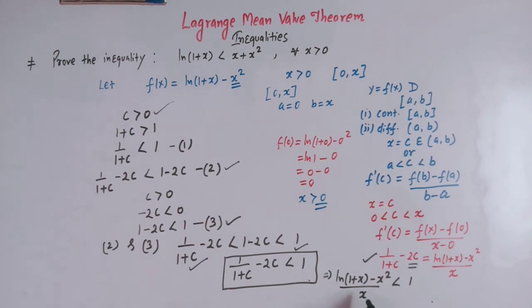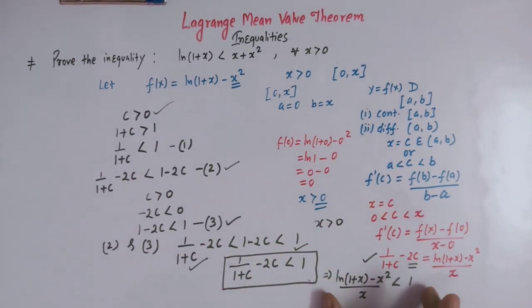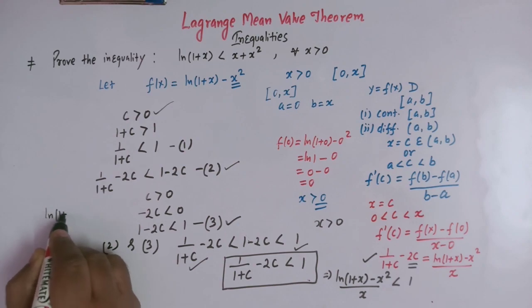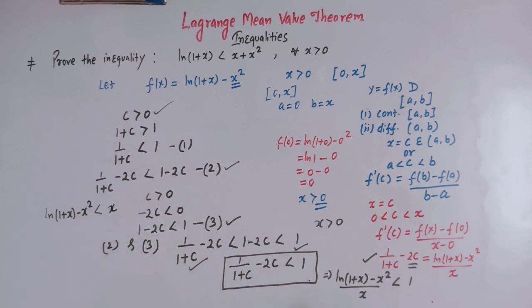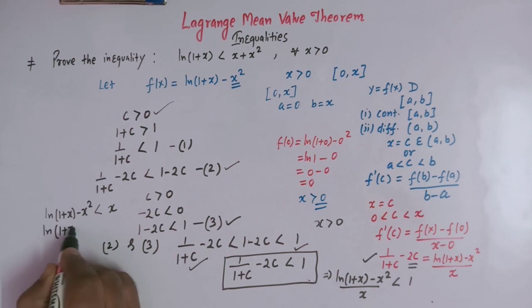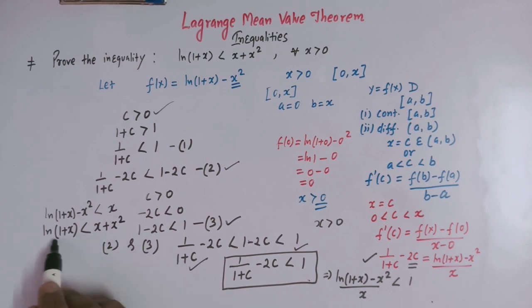Okay, now see, x is greater than 0, so we can safely multiply both sides of this inequality by x, right? So that we can get rid of this x. So now we have log of 1 plus x minus x square is less than x, right? So x times 1 is x. Now taking this minus x square to this side, we have log of 1 plus x is less than x plus x square, right? And this is our desired inequality, right?